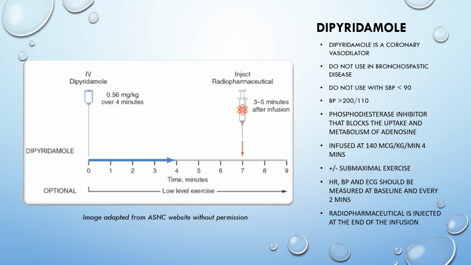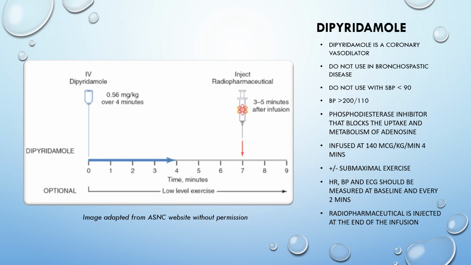The next one is dipyridamole. This is also a coronary vasodilator, and it should not be used in bronchospastic disease. We shouldn't use it at extremes of systolic blood pressure, less than 90 or greater than 200. It is a phosphodiesterase inhibitor that blocks the uptake and metabolism of adenosine. And if you're wondering where this adenosine is from, this is our own endogenous adenosine. We have a lot of adenosine in our bodies.